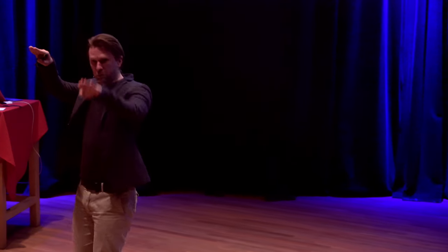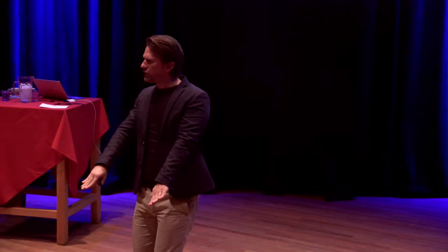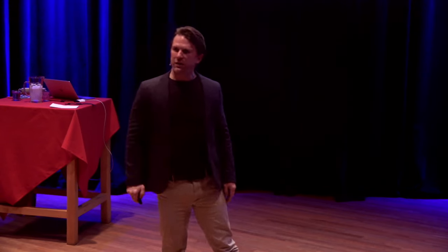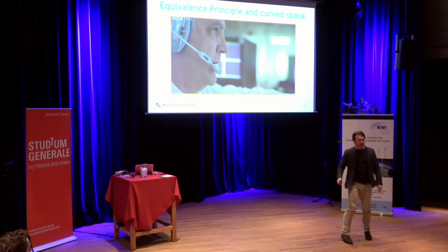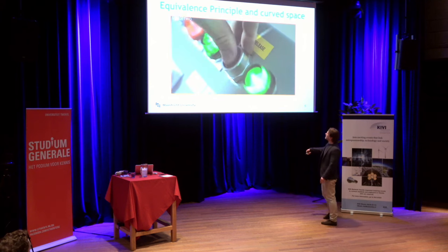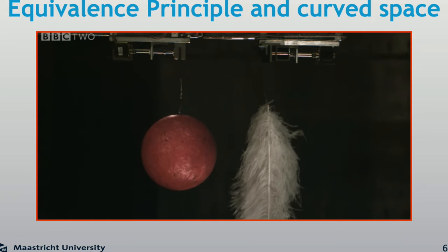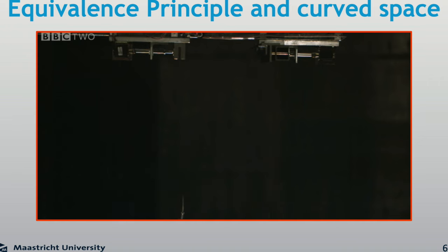So you would expect that if you then drop them, the bowling ball would go really rapidly down and the feather would just go down not so much. Here's the interesting thing. If you actually do the experiment, you will see that they drop at exactly the same rate. There you go. It's in slow motion, so you can really tell.